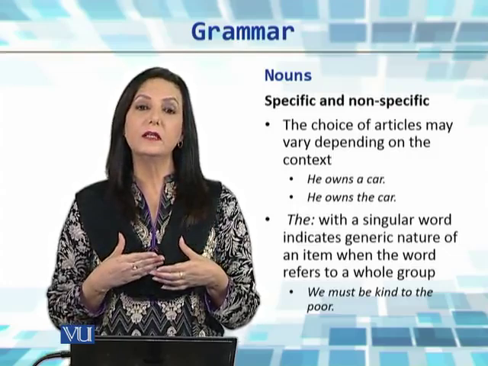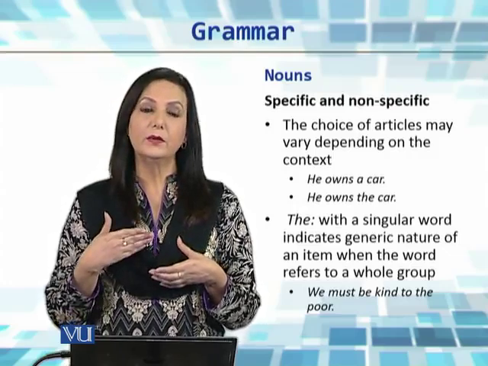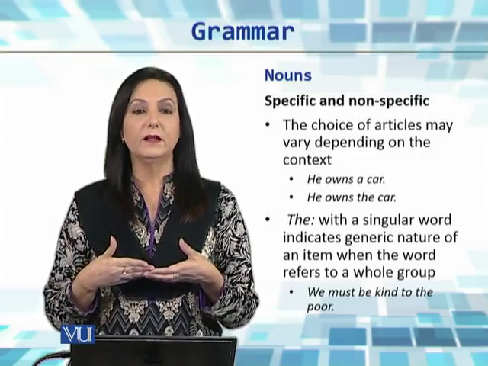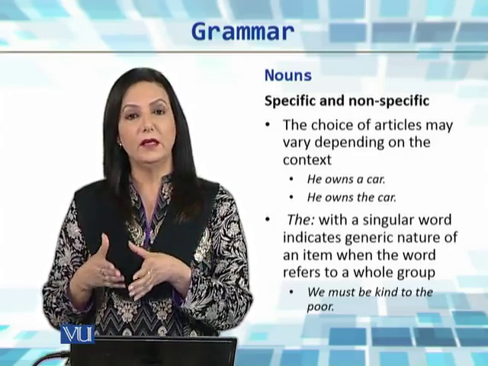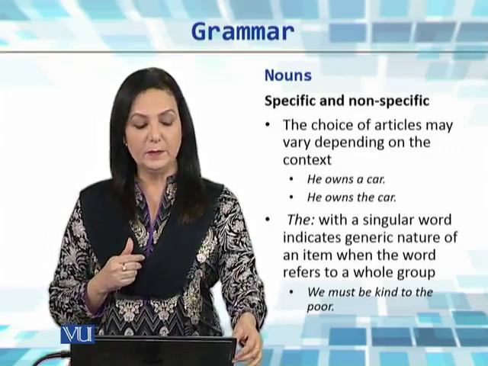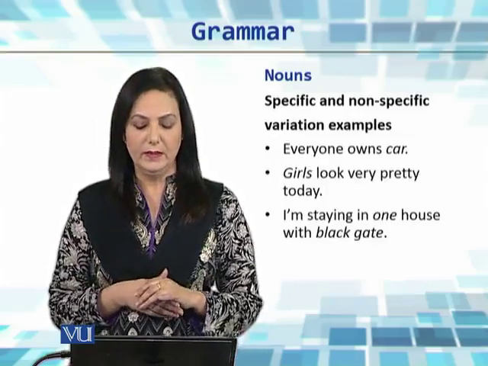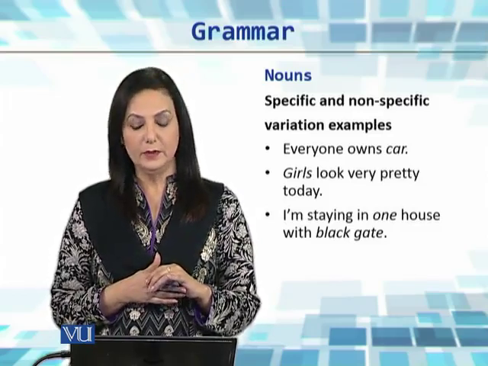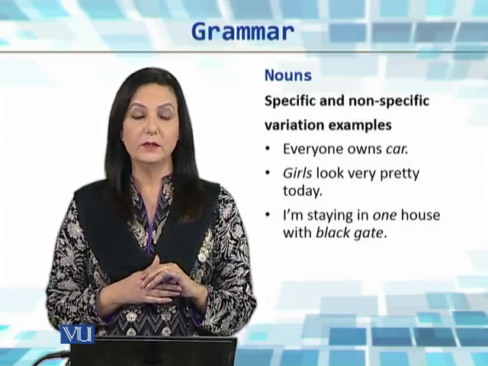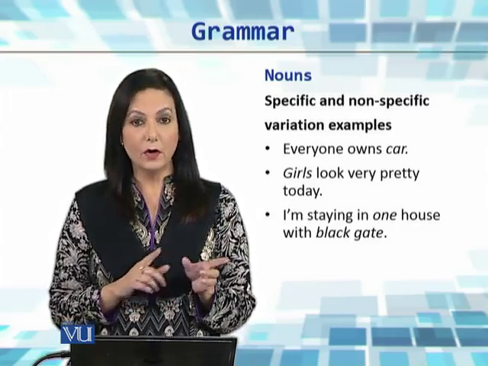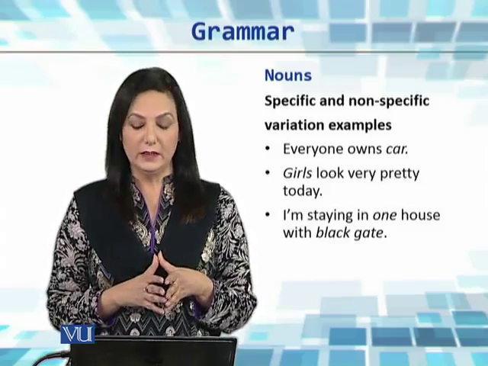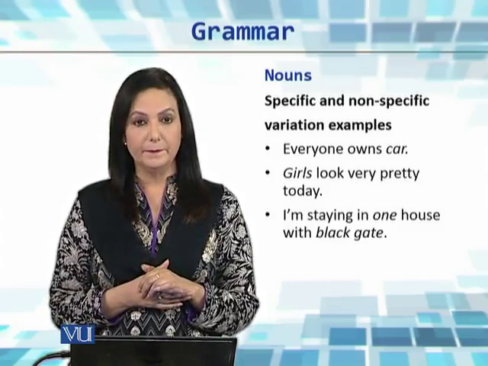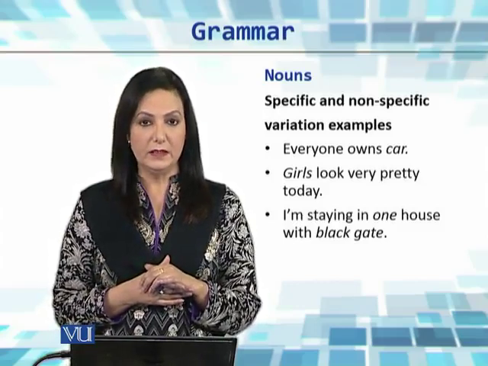So it is because of these variations in the rules of the use of articles in English that we get the variations in the use of articles by speakers in the outer circle countries. Here we have some examples, which are authentic examples from the use of articles, or actually the non-use of articles, by outer circle speakers of English. For example, everyone owns car. I hope you can identify the mistake here.